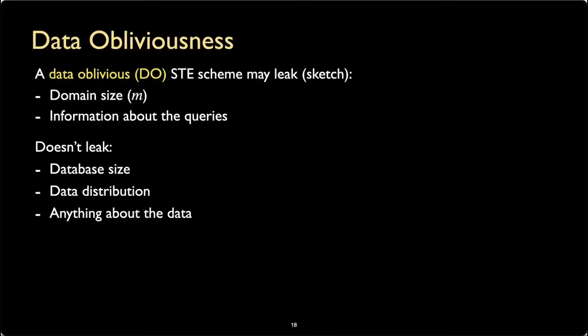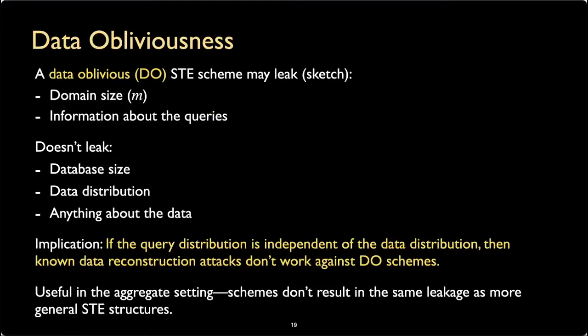In the paper, we formalize this intuition via a new definition that we call data obliviousness. At a high level, a data oblivious scheme might leak the domain size and information about the queries, but it doesn't leak any other information. In particular, it doesn't leak any information about the database, such as the number of records, database distribution, or really anything about the data itself. The idea behind the data oblivious definition is that if the query distribution is independent of the data distribution, then all known data reconstruction attacks don't work against data oblivious schemes. And this is not from a computational perspective, but rather from an information theoretic perspective.